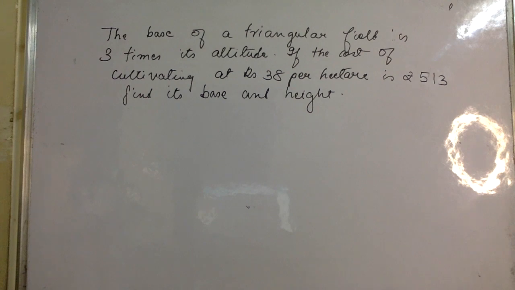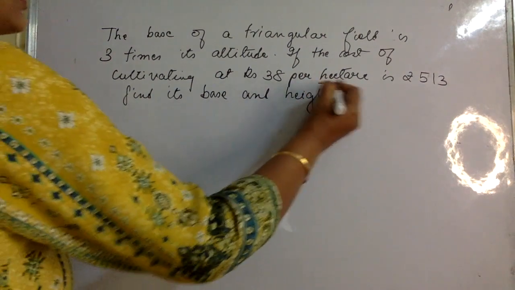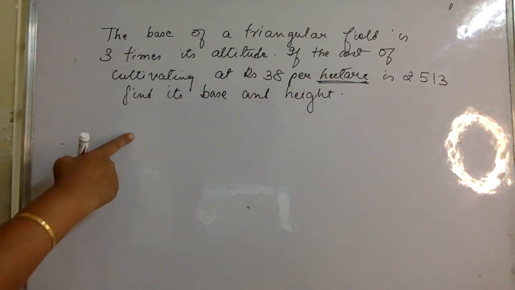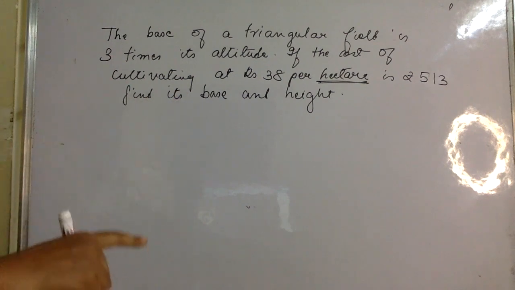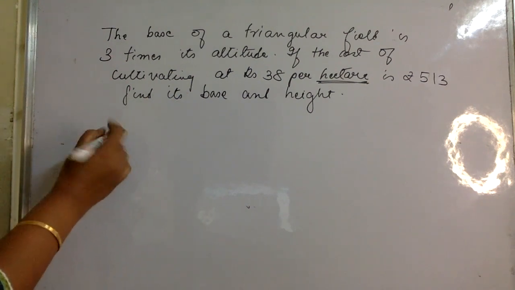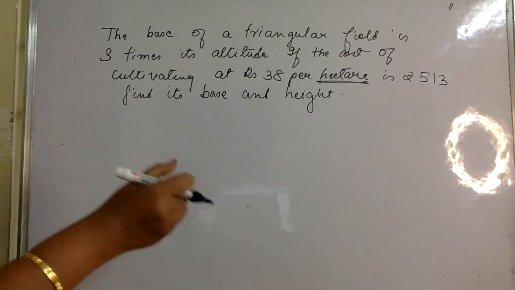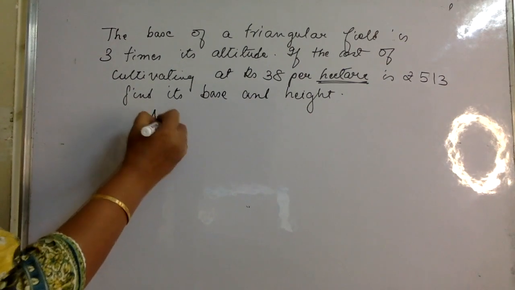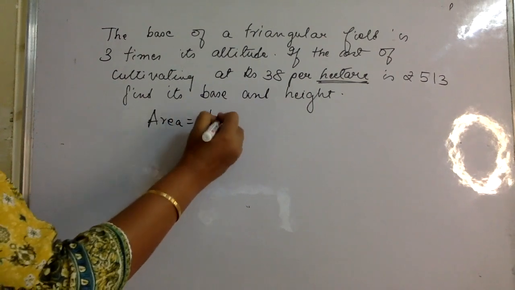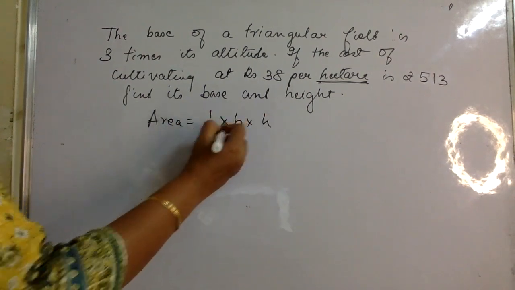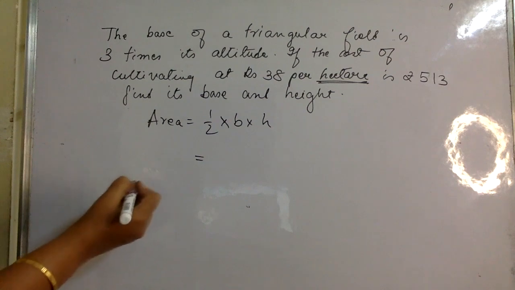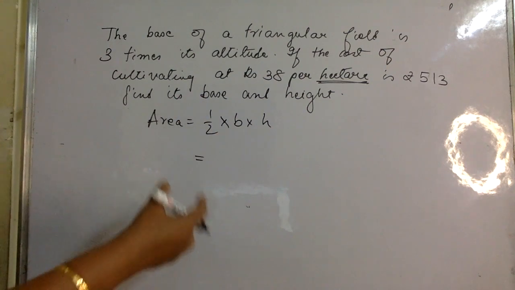So here is the next question. If the base of a triangular field is 3 times its altitude, and if the cost of cultivating it is 38 per hectare, note this, per hectare, is 513 rupees, find the base and height of the field. So here in a triangular field we know this formula, area is equal to half into base into height, isn't it? But we don't know the area here. How much is the area?